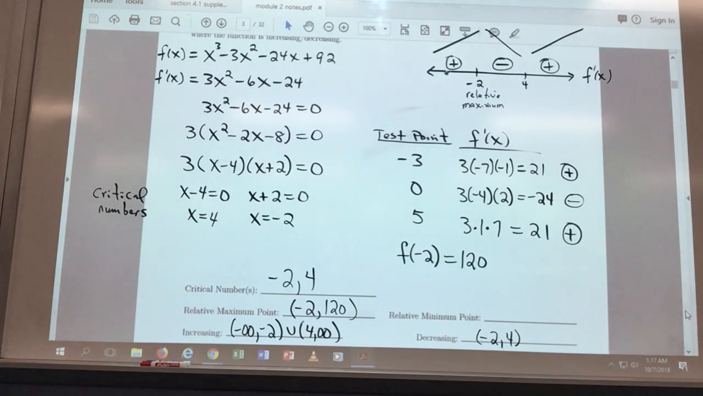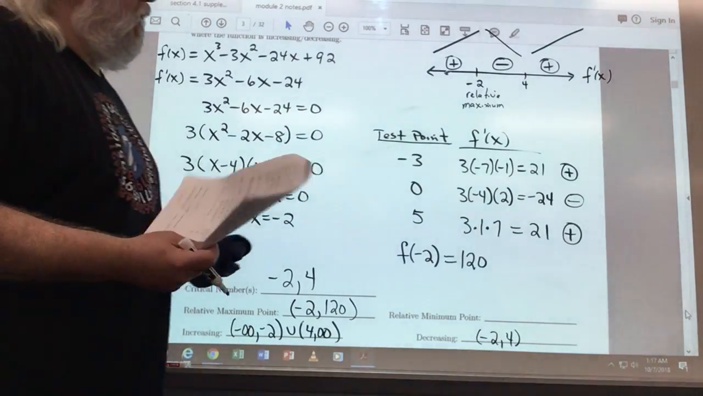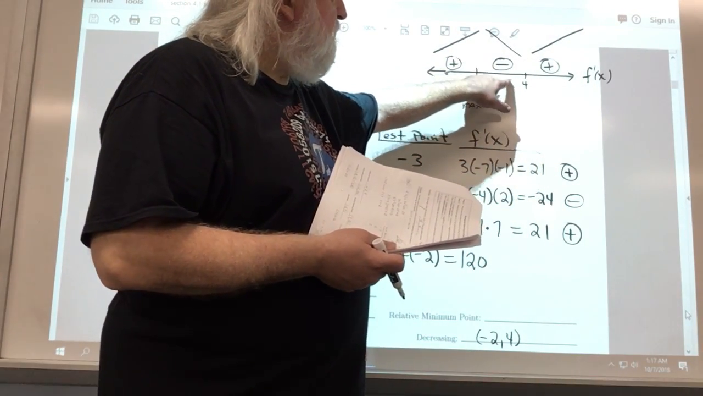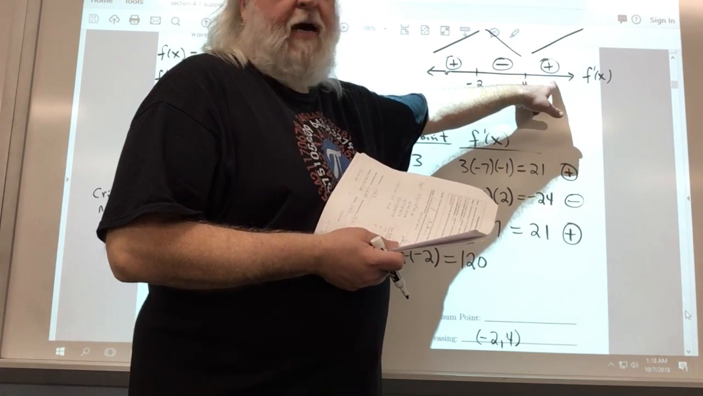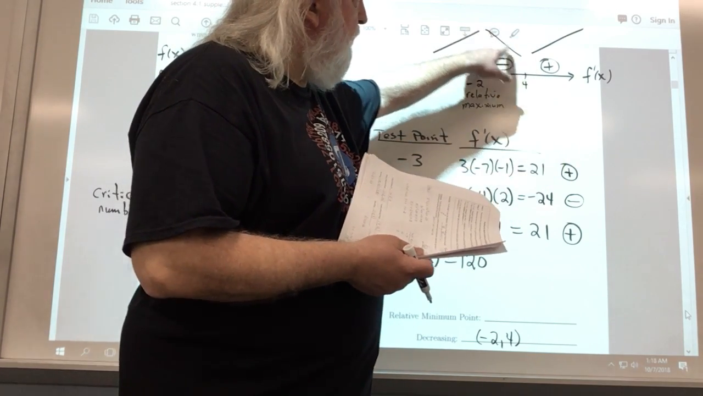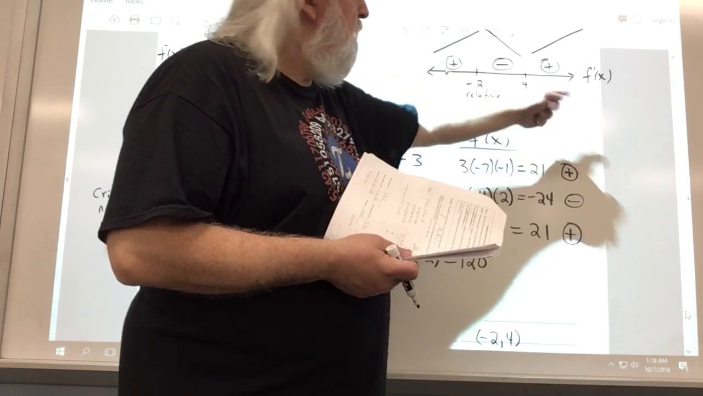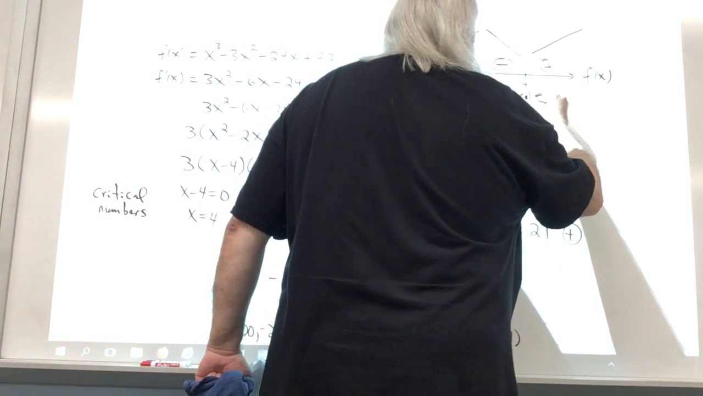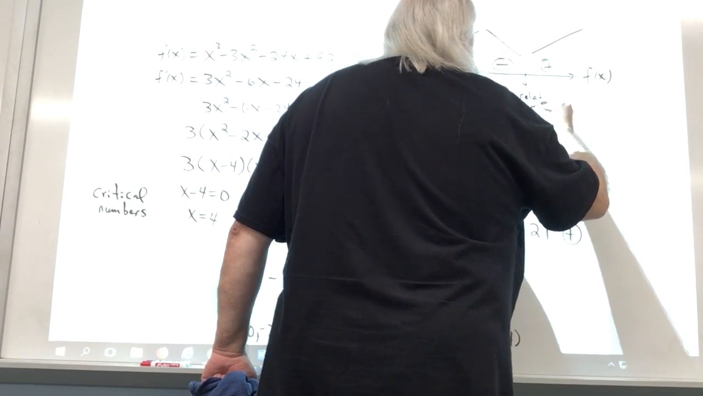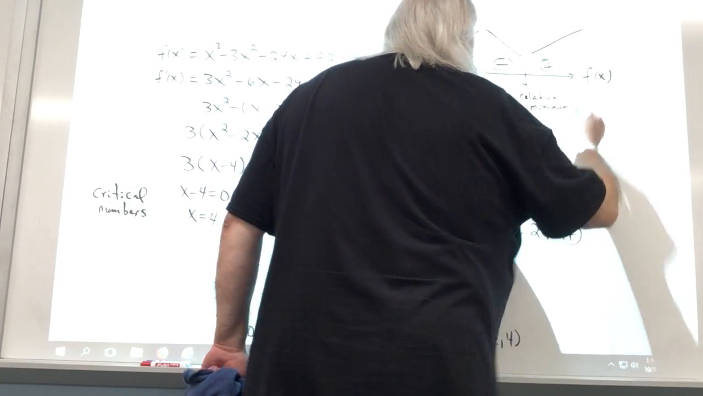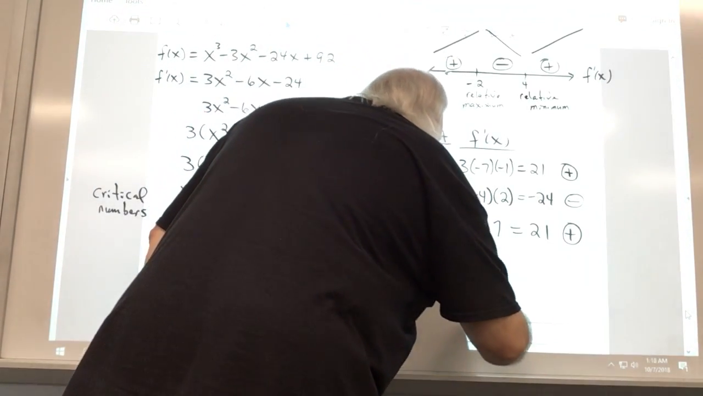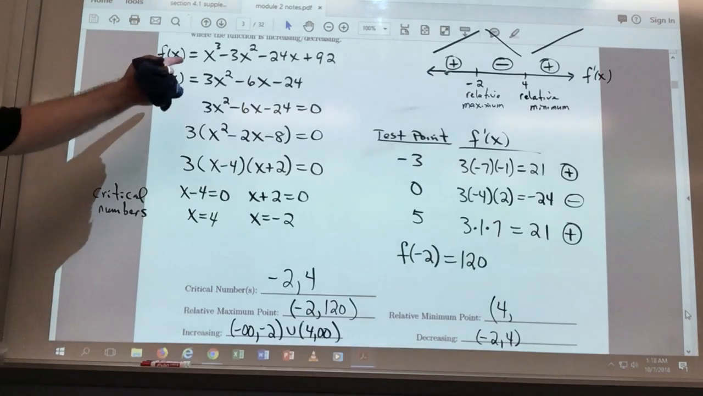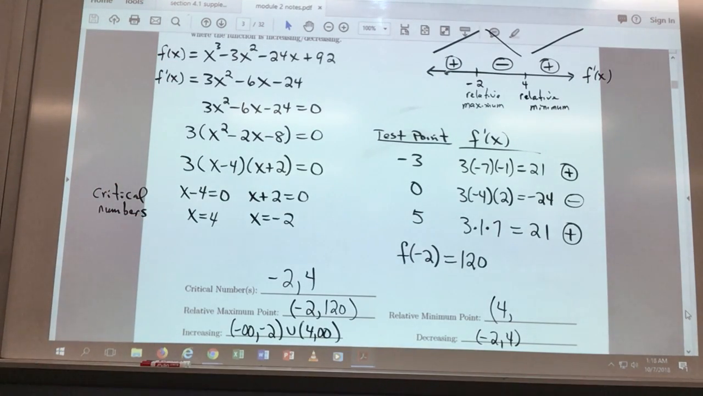Now the relative minimum point. Okay. Well, at x equals 4, the slope is negative to the left and positive to the right, right? We go from decreasing to increasing. That forms a relative minimum at x equals 4. So the x coordinate for the relative minimum point in the graph of this function is 4.